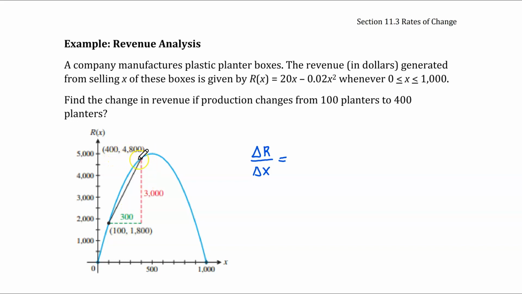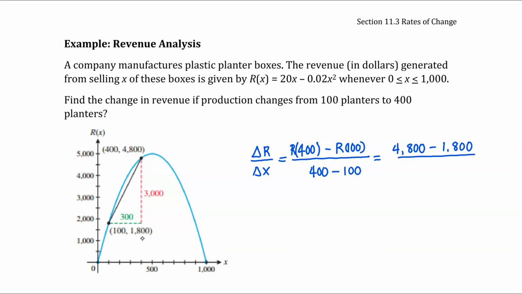So at x equals 400, you have R of 400 is 4,800. I'll write down the formula: R of 400, that's the y value when x is 400, minus R of 100, divided by 400 minus 100. Now R of 400 is 4,800 and R of 100 is 1,800.